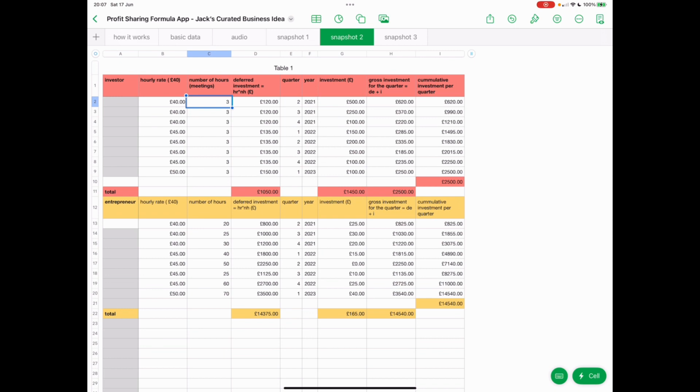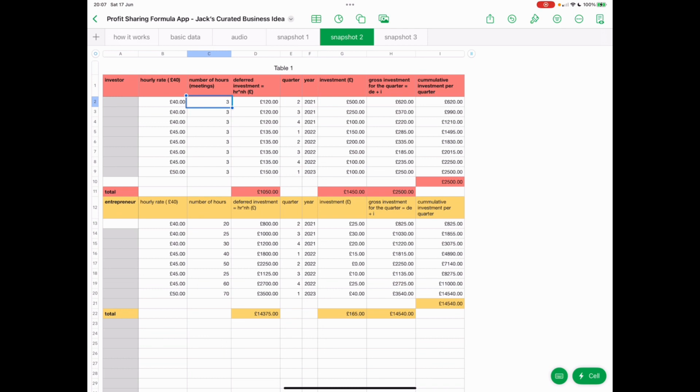You can see that in the last column. Now, in quarter 2 of 2021, the cumulative amount put in by the investor was £620, because from his time he put in £120. That's from the 1 hour per month he invested, and then the investment was £500. So the cumulative for that second quarter of 2021 is £620. You can see that in the last column. I think that's column I.